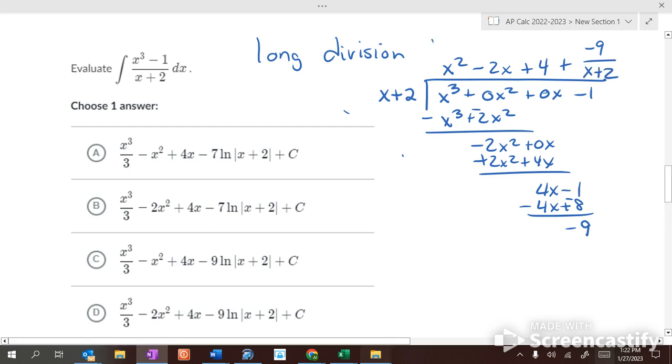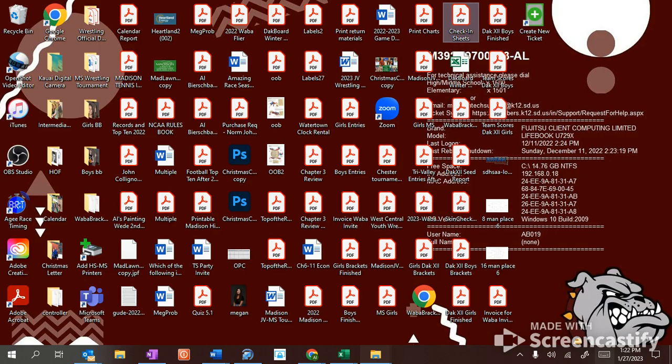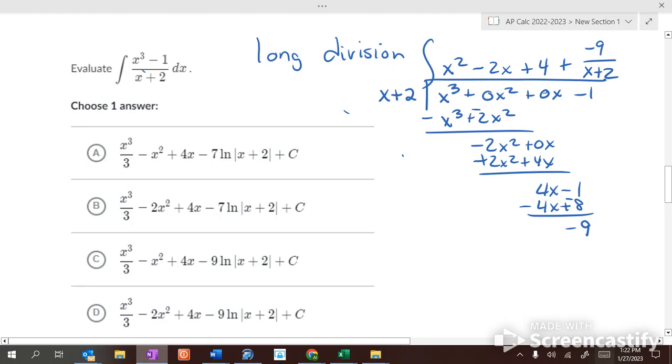Okay? So now we're going to integrate this, because we can actually integrate that. That? No way. But once you do long division, then you can integrate. What's the integral of x squared? Yep, that matches all those.